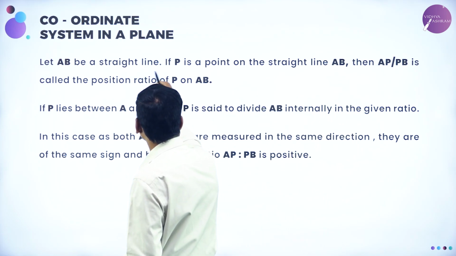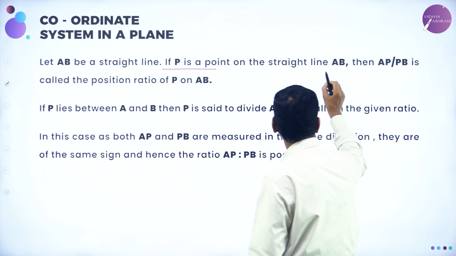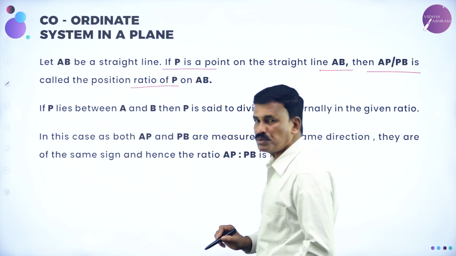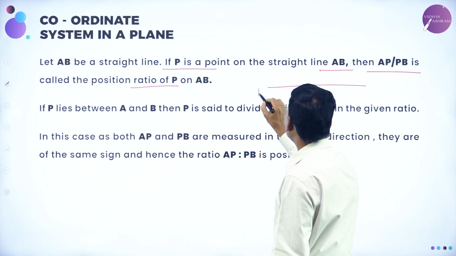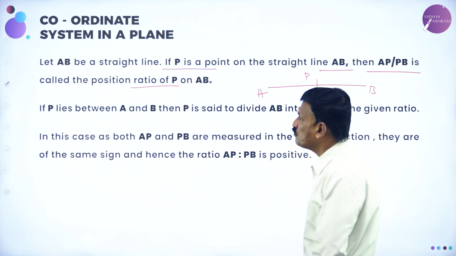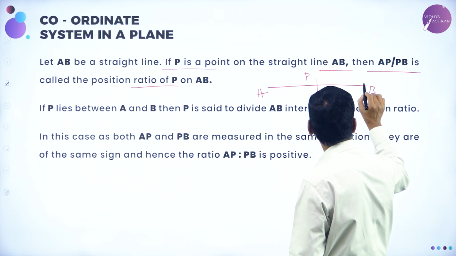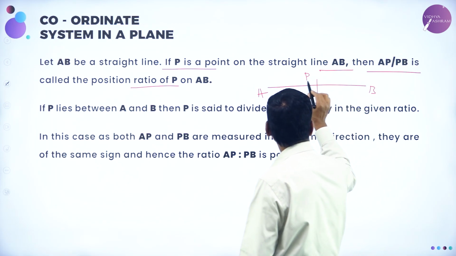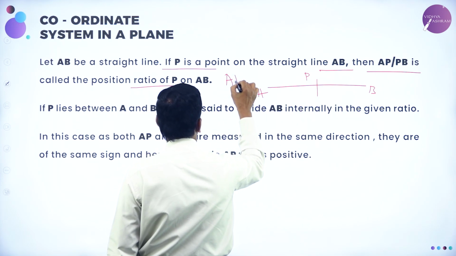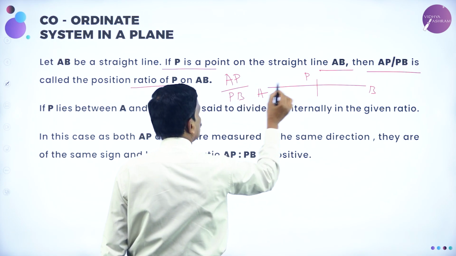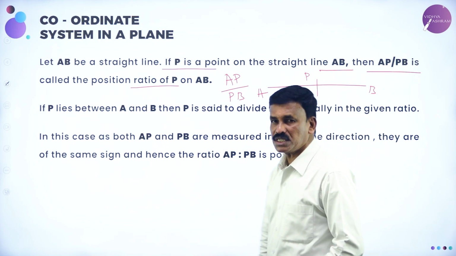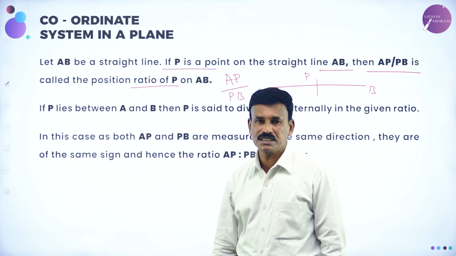Let AB be a straight line. If P is a point on the straight line AB, then AP by BP is called the position ratio of the point P on AB. Suppose A and B are any points and P is any point on the line, then the ratio AP divided by BP, that is A to P divided by B to P, is called the position ratio of the point P on the line AB.